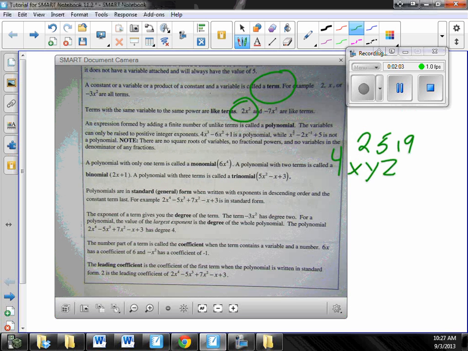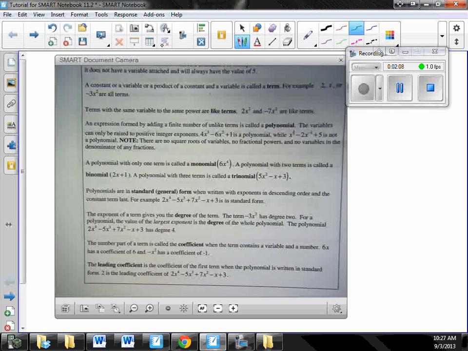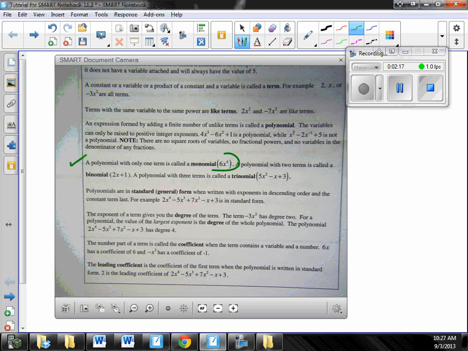So if you look down below, a polynomial with only one term is called a monomial. Mono being one. So 6x to the 4th is one term. A polynomial with two terms is called a binomial. A polynomial with three terms is called a trinomial. And 4 would be a quadrinomial. And after that, we kind of just get lazy and we just say it has 5 terms or 8 terms or 21 terms. Maybe the worksheet today will go up to 4, and we'll call it a quadrinomial.